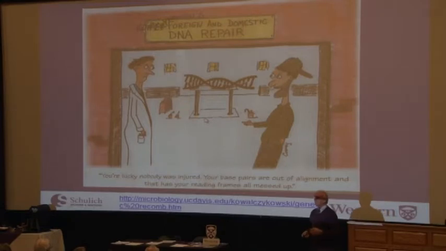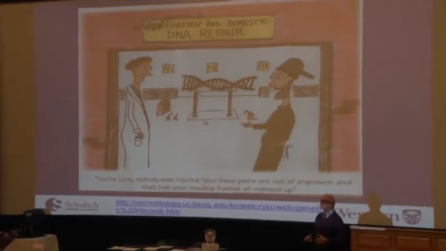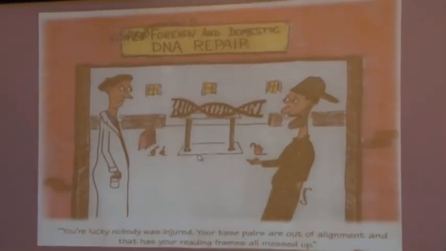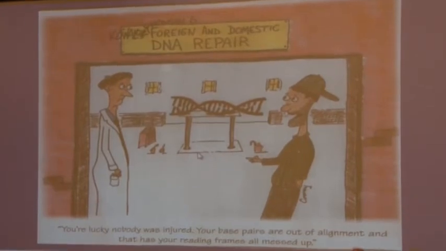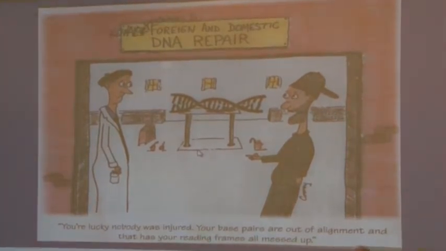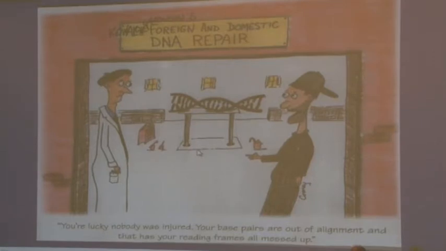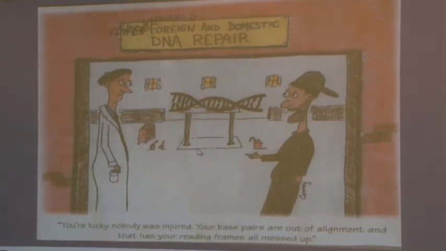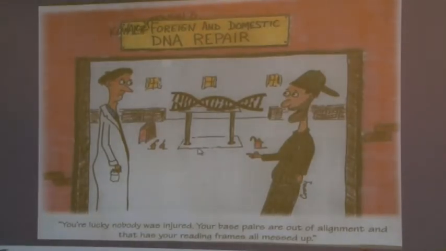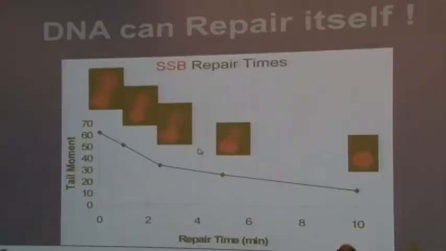Luckily, DNA repairs itself. Right now, your DNA is being broken at a certain rate and is being repaired at a certain rate. And if the breaks are repaired, you have equilibrium, life goes on. So here are some DNA mechanics, like car mechanics, and they're here to repair this DNA. The caption says, you're lucky nobody was injured, your base pairs are out of alignment, and that has your reading frames all messed up. So that has to do with the DNA.